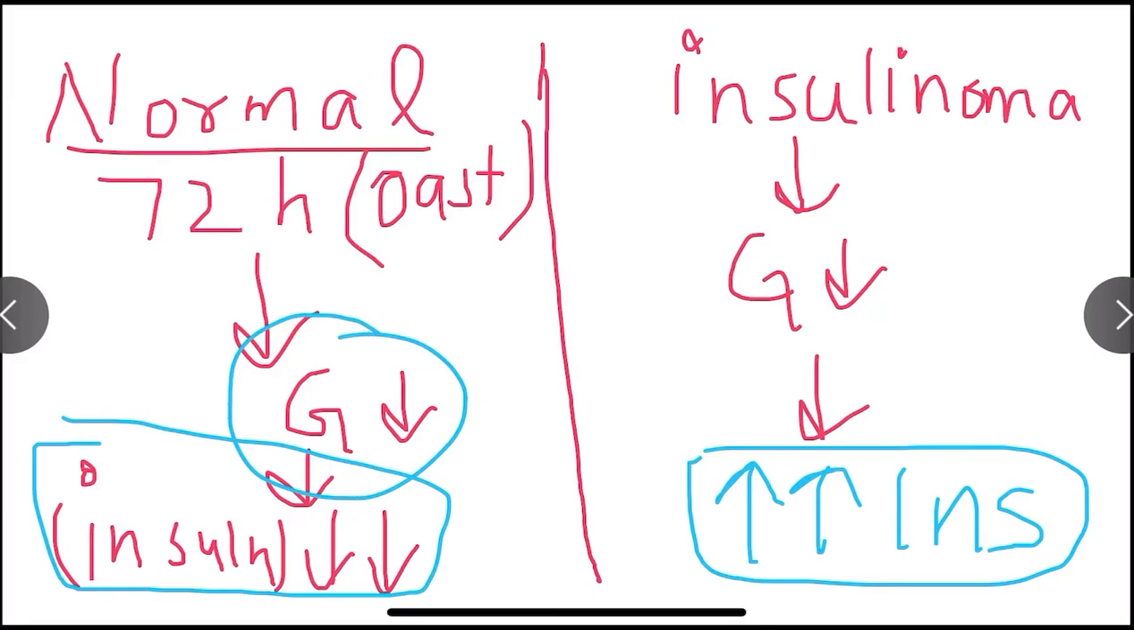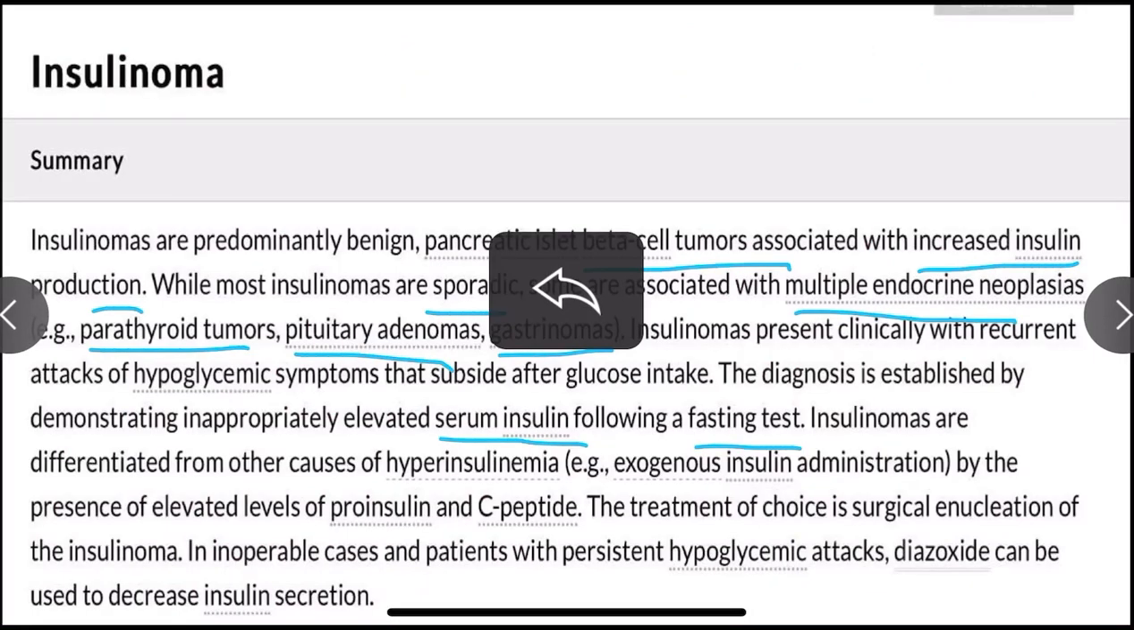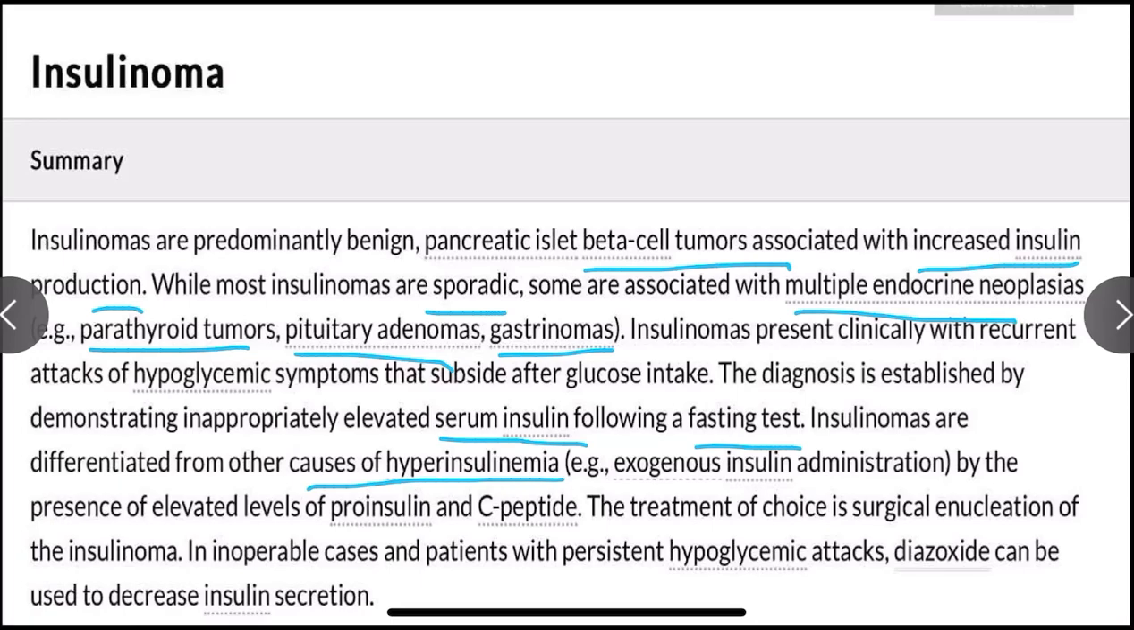Now look at the insulinoma patient. What we found is decreased glucose in the serum, but increased insulin production. So why is insulin production increased? Because it is a tumor, and a tumor doesn't listen to the low glucose. I hope you understand. Now see, insulinomas are differentiated from other causes of hyperinsulinemia, for example exogenous insulin administration, by the presence of elevated levels of proinsulin and C-peptide.